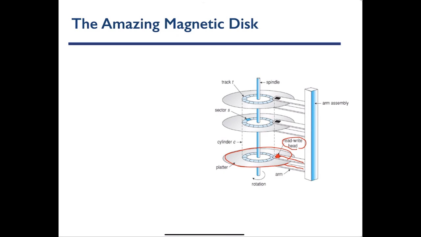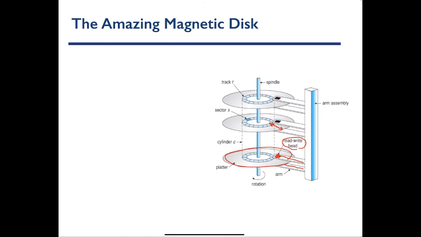Now, these arms go back and forth so that you can cover the width of your disk, so that the head goes back and forth from the inner circle of this disk to the outer circle of the disk. Each circle on the disk is called a track, and we usually divide each track into sectors.